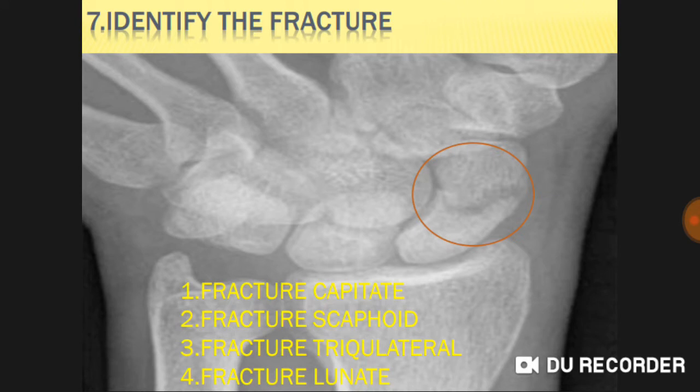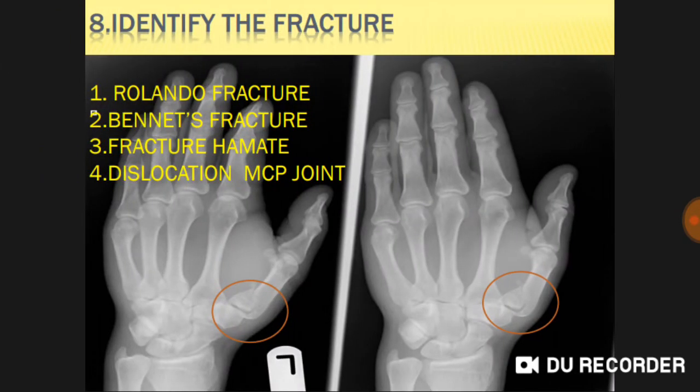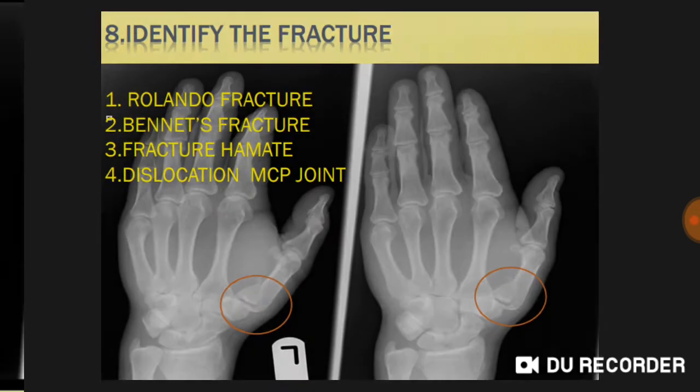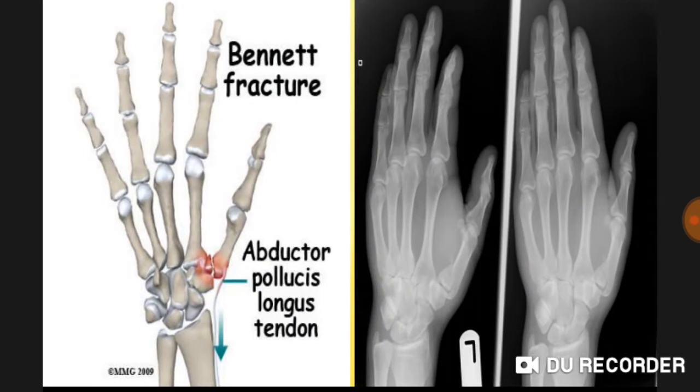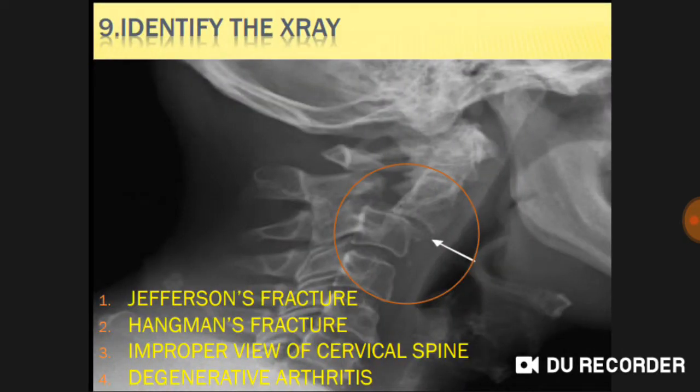Now identify the fracture. Firstly, identify this bone. This bone is scaphoid. So fracture of scaphoid bone. Now identify the fracture. See here in a circle, it's a Bennett's fracture. Bennett's fracture. Bennett fracture involves the abductor pollicis longus tendon. Okay.